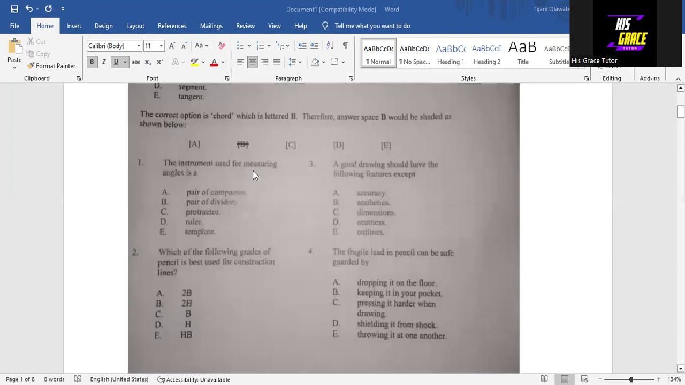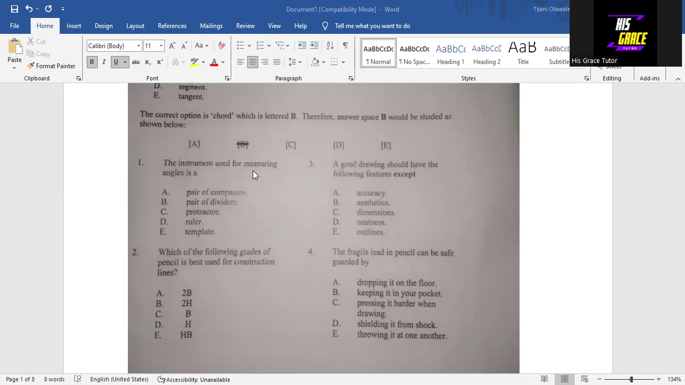As you can see here, the instrument used for measuring angles is a protractor. That is option C. The answer is a protractor, so we choose option C for that question. Then question 2 says, which of the following grades of pencil is best used for construction lines? The answer is 2H. Option B is the answer to that question.